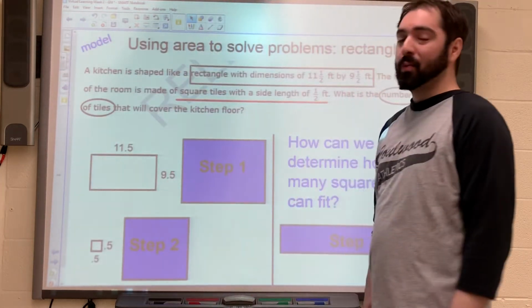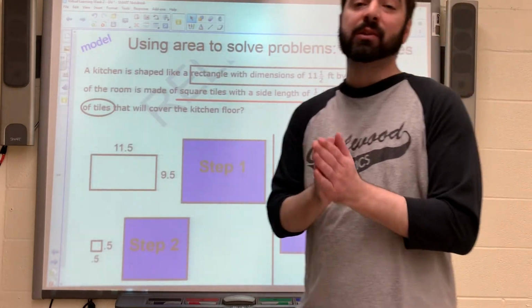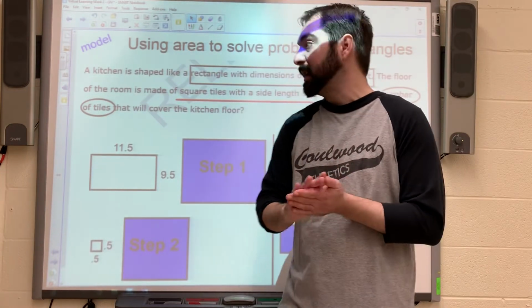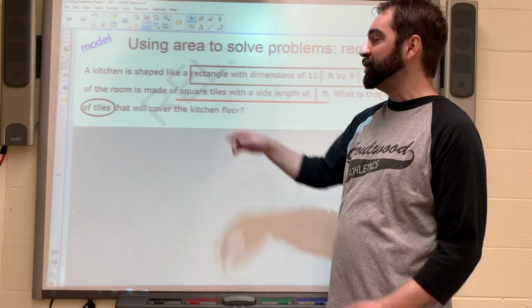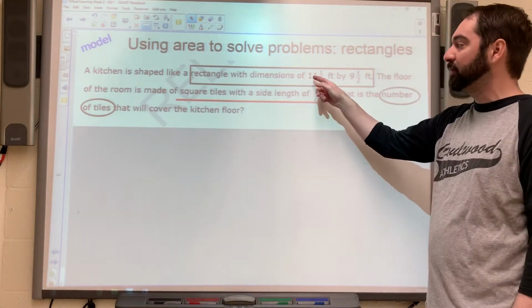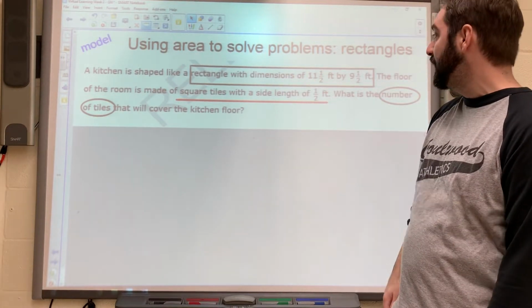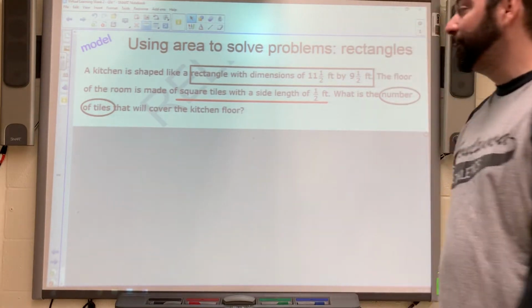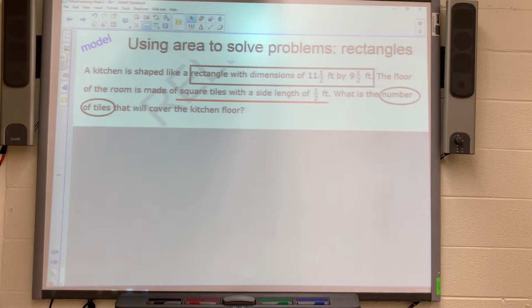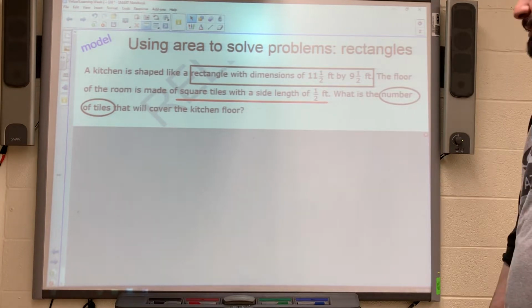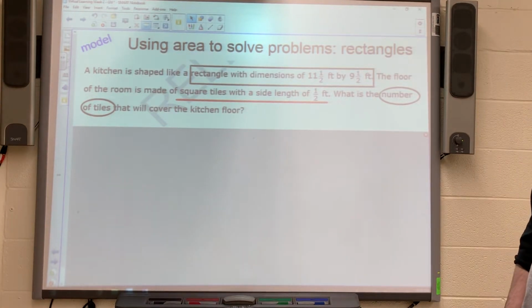Moving on, now we are going to use this skill to apply to 7th grade word problems. So, first up, I have a great example here to model with you. A kitchen is shaped like a rectangle with dimensions of 11.5 feet by 9.5 feet. The floor of the room is made up of square tiles with a side length of 1/2, and they want to know how many tiles will cover the kitchen floor.